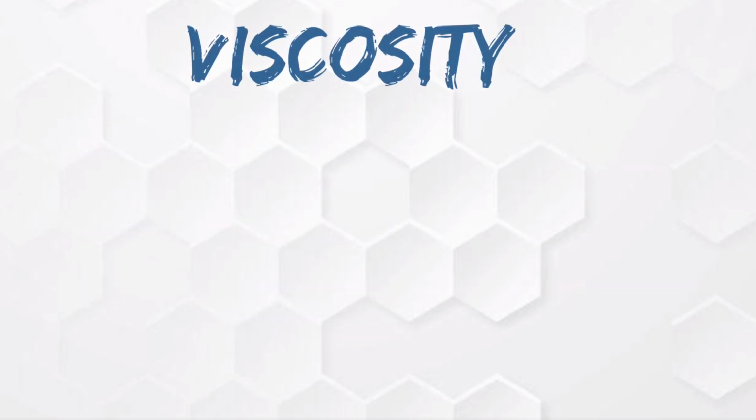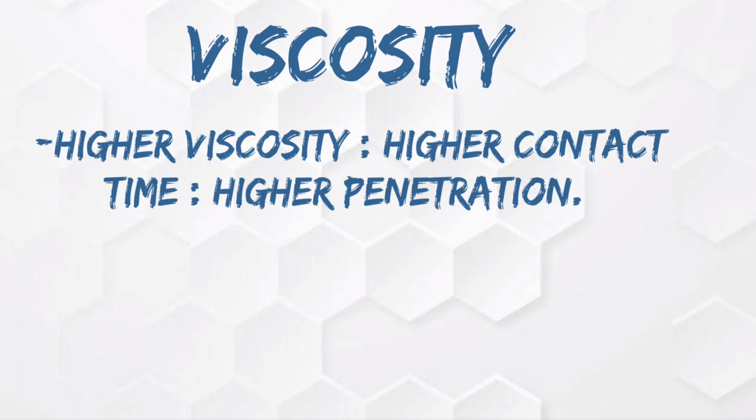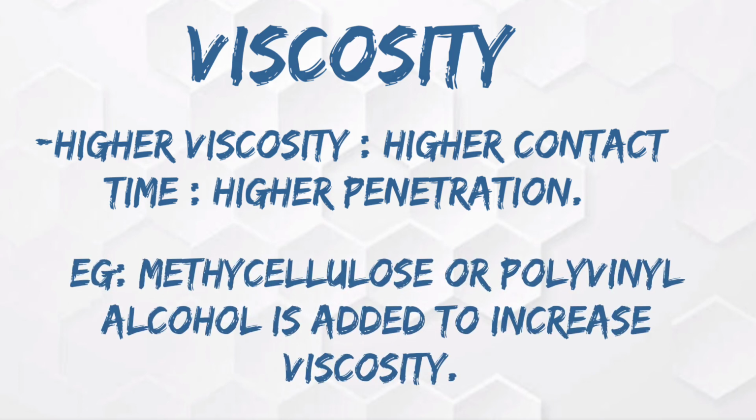If we talk about viscosity, it's very important, because with higher viscosity there is more contact time with the ocular surface, which leads to higher penetration. That's why methylcellulose or polyvinyl alcohol are added to increase the viscosity level.